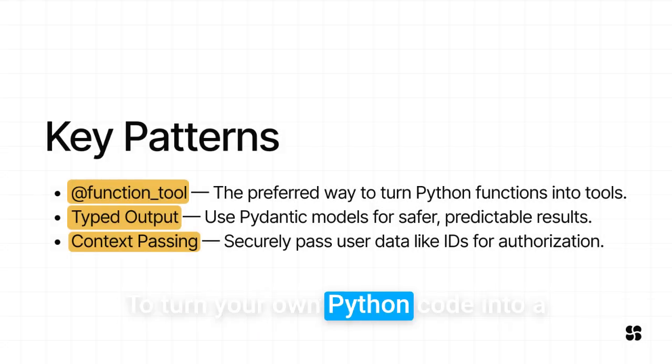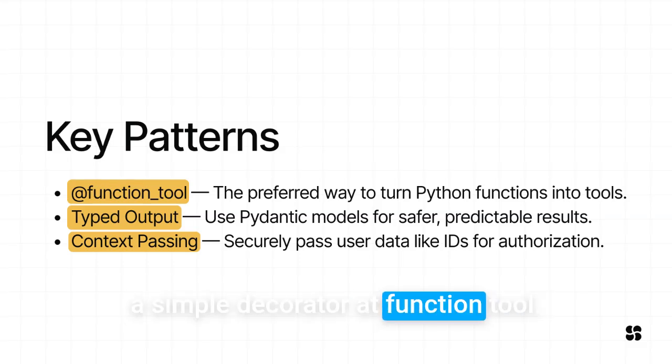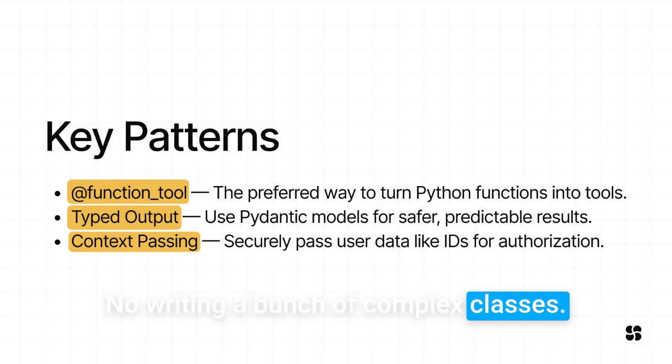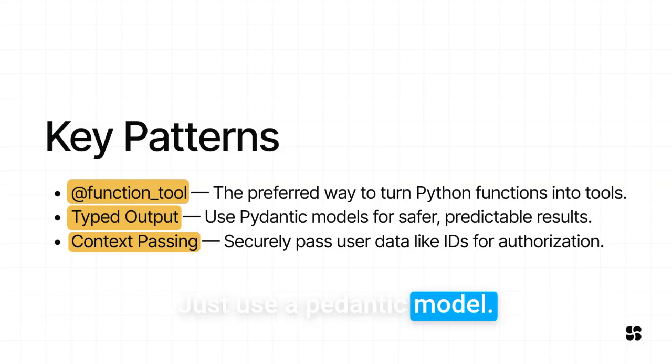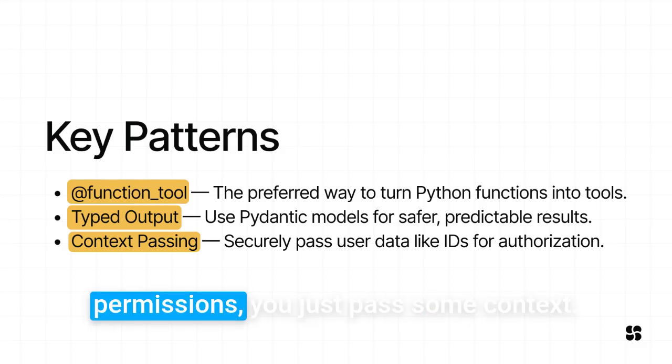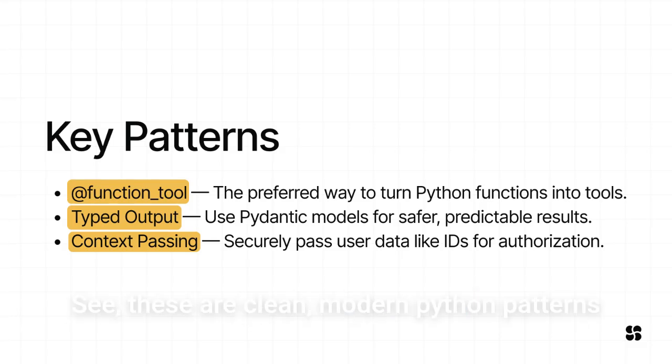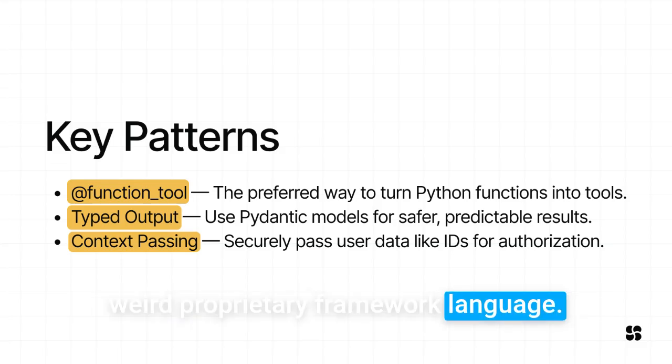To turn your own Python code into a tool the agent can use, you just add a simple decorator, function_tool. No writing a bunch of complex classes. You want the output to be safe and predictable? Just use a Pydantic model. And for security, like checking user permissions, you just pass some context. See? These are clean, modern Python patterns that you probably already use, not some weird proprietary framework language.